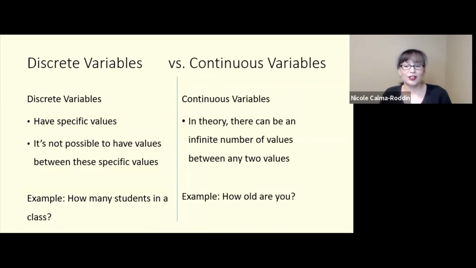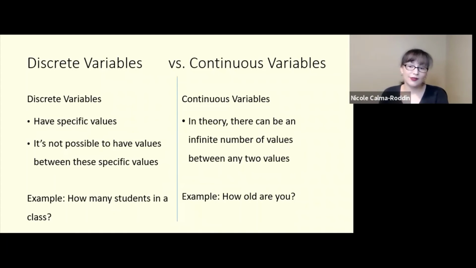When we're thinking about our variables, we're also going to make this distinction between discrete variables and continuous variables. The difference here is that discrete variables have specific values, and it's not possible to have values in between these specific values. For instance, a discrete variable might be a categorical variable, or it might be something like how many students are in the class. We can have one student, we can have two students, but we can't have any between them. We can't have 1.5 students, for instance.